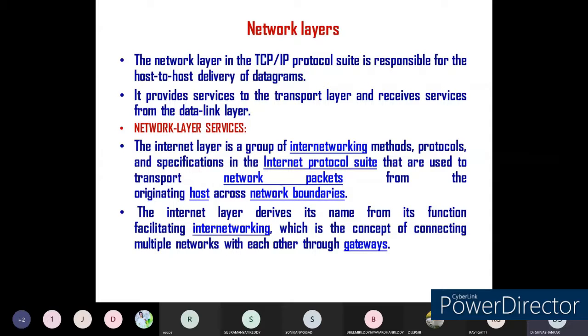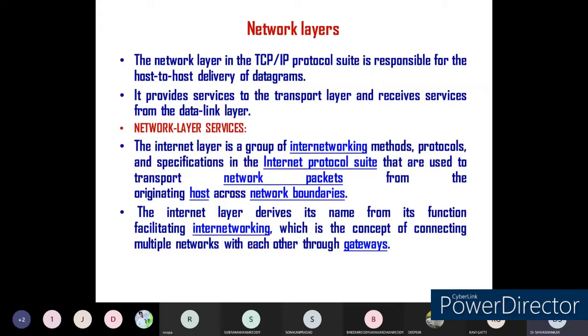So what is that network layer? Let us discuss. So in the network layer, TCP/IP protocol should be there, right? So network layer is also a physical layer, like means physical. So network layer means some physical setup should be there. So that's why TCP/IP protocol is responsible for the host-to-host delivery of datagrams. Datagrams is nothing but different format of information or messages. It provides services to the transport layer and receives services from data link layer, right?